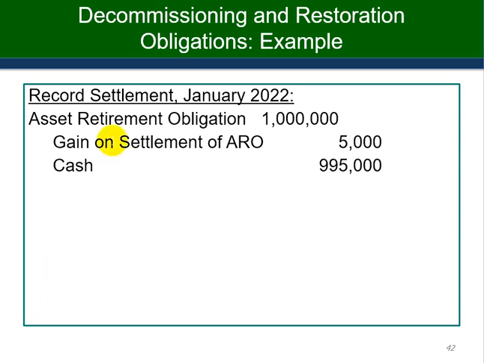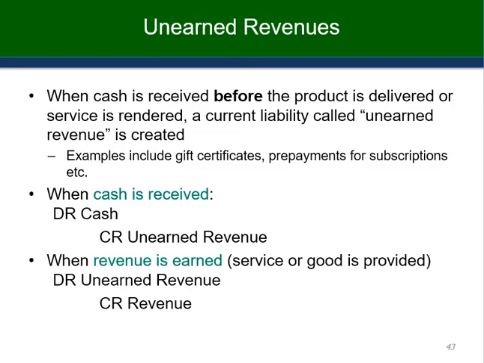And then when you finally settled everything up at the end, presumably you've got an asset retirement obligation of $1 million because you've been increasing it every year through the accretion. And the fact that we only paid $995,000 in cash means that we've got a slight gain on the settlement of the ARO. And so the ARO goes away because we've done everything we're supposed to do. And cash paid was $995,000. The difference is going to be a gain. Could also be a loss, but in this case it's a gain.